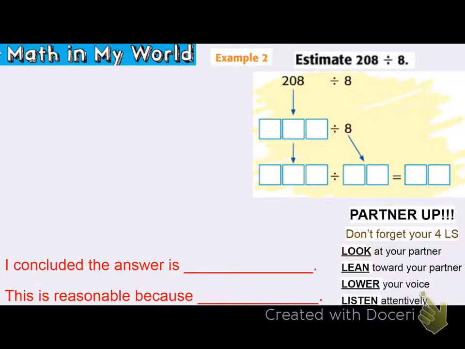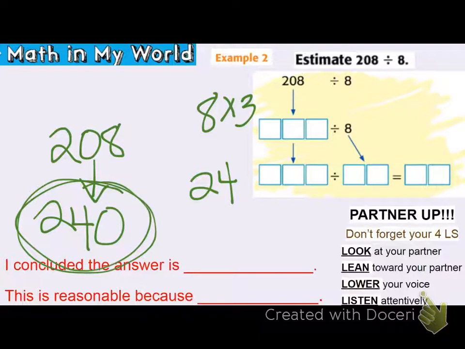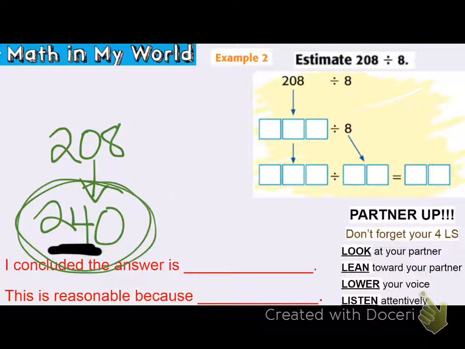All right, we're ready for example 2 in Math in My World. Estimate 208 divided by 8. Well, I know step 1 is estimate, and if I look at 208, I've got to make a good choice about what to estimate that number to. Well, I know a multiple of 8 is 24. 8 times 3 is 24. So I want to use 24. So I'm going to estimate to 240 so that I have something that's compatible or that would work for the number 8. So I can go ahead and estimate to 240.